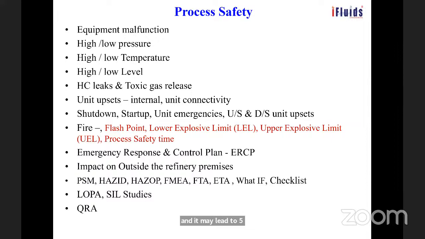Suppose if it happens, then there has to be an emergency response and control plan. You should not be waiting till then, you should be prepared. So that's why this emergency response and control plan also is important. With all this preparedness, there is an impact on outside the refinery premises. So the company people have contact with outsiders. They educate them also. It is not only the employees and contractors. They educate the public, because they have to be made aware of what can happen, so they will not get panicky.